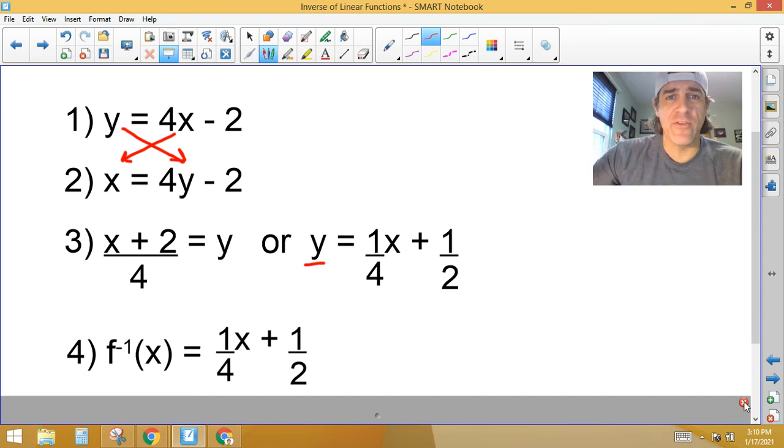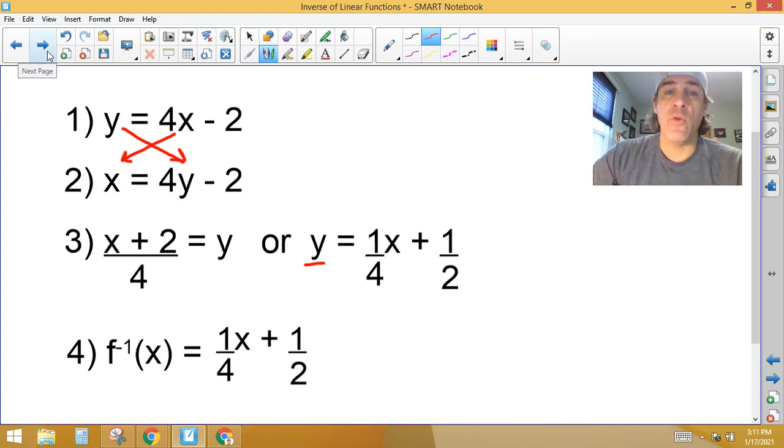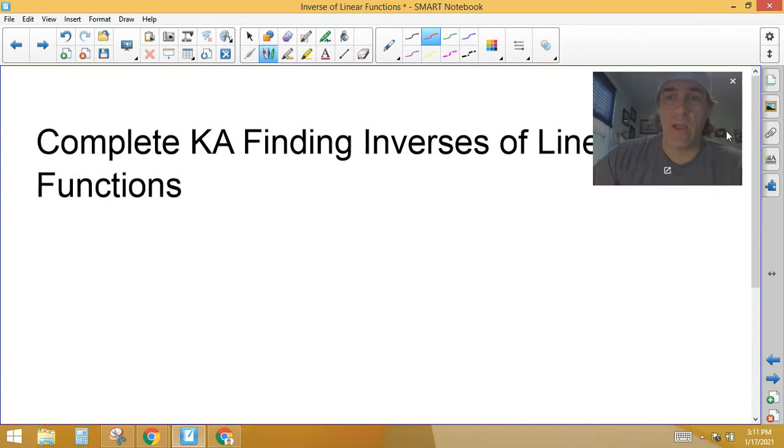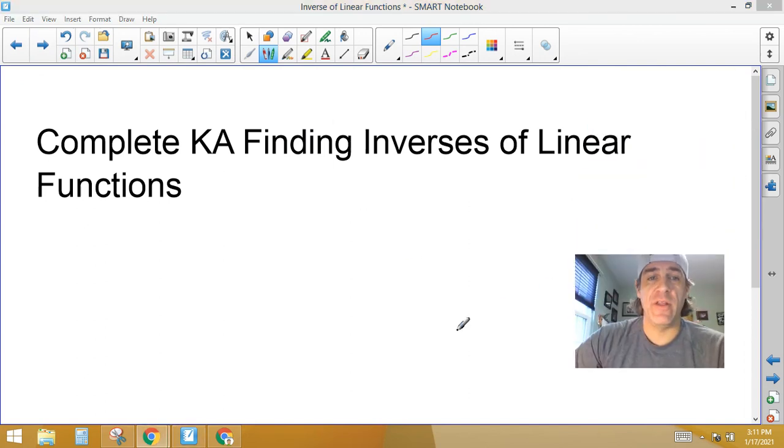We're not going to dive into this deeply, but that's why this is an Aspire to Do lesson. It goes a little more in depth than we absolutely need to. If you want to do some practice on this, there is a Khan Academy exercise, Finding Inverses of Linear Functions.